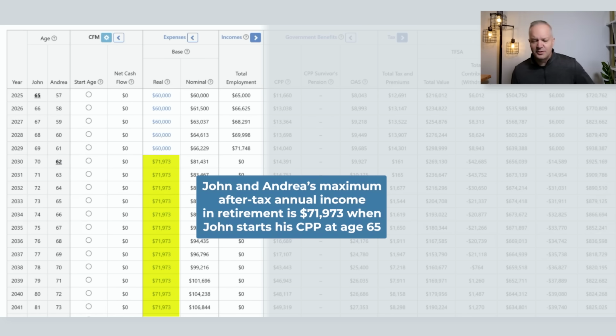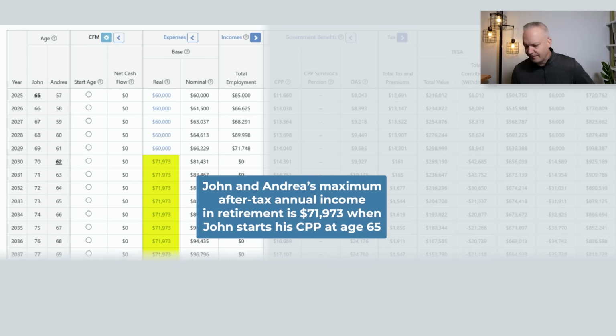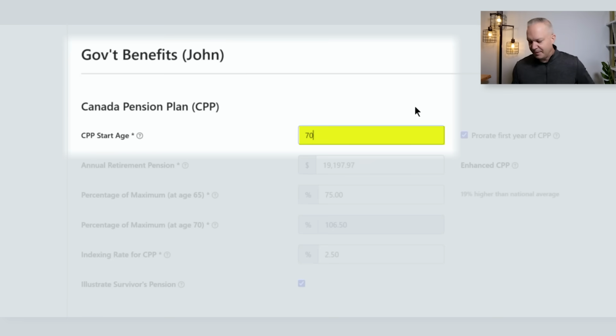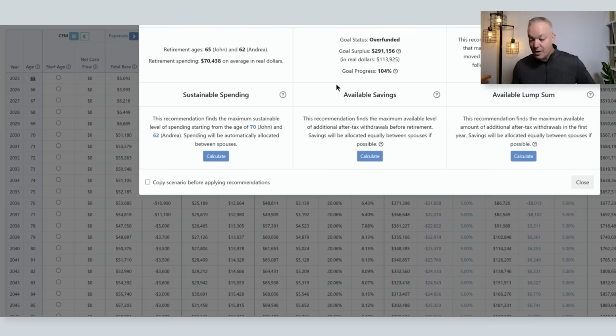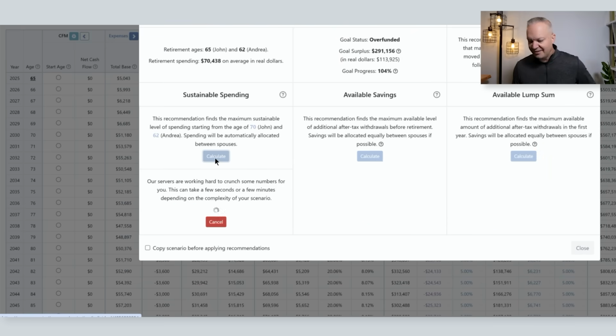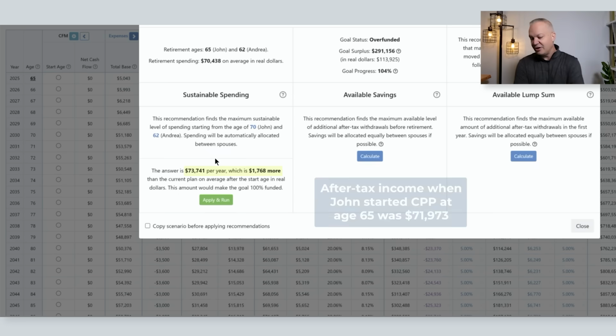71,973. And again, this is with John taking CPP at 65. What happens if we bump John's CPP to age 70? I went back into the report and said, look, let's defer CPP for John and see if we can get more income later on. So again, we want to do the sustainable spending at age 70 and 62 when they're both fully retired. And we can see here that it'll actually spit out more money.